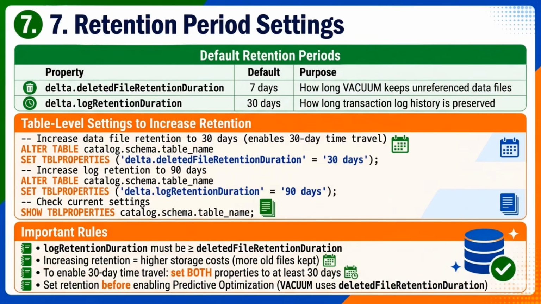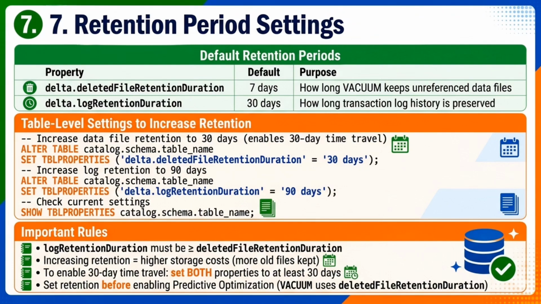Increasing data file retention. If you need a longer retention period, you can configure it at the table level. For example, to increase data file retention to 30 days, which enables 30-day time travel, use the following command: ALTER TABLE catalog.schema.tablename SET TBLPROPERTIES delta.deletedFileRetentionDuration = 30 days. This changes the deleted file retention duration from the default 7 days to 30 days.